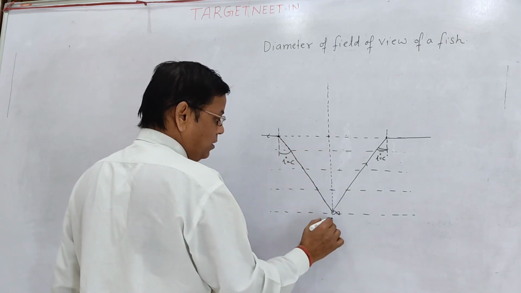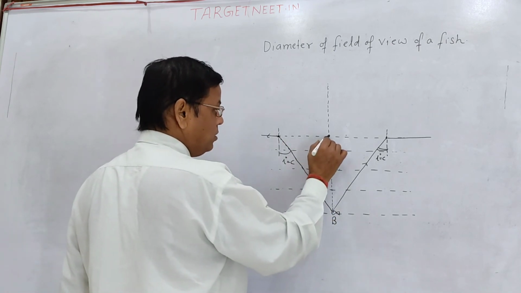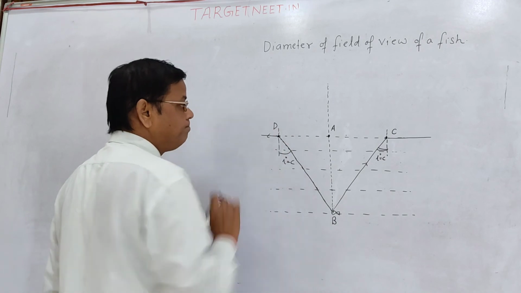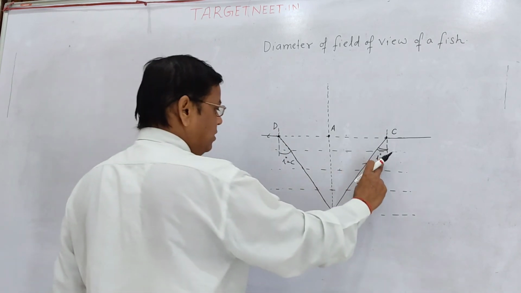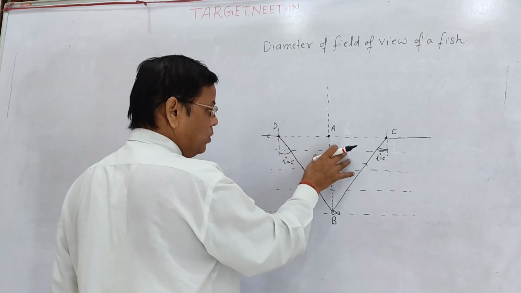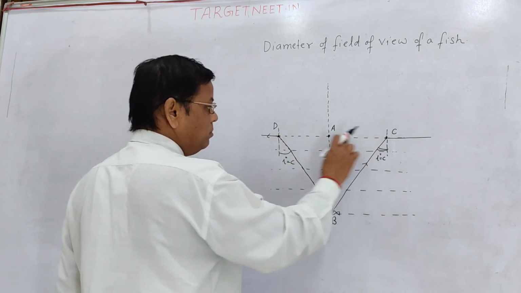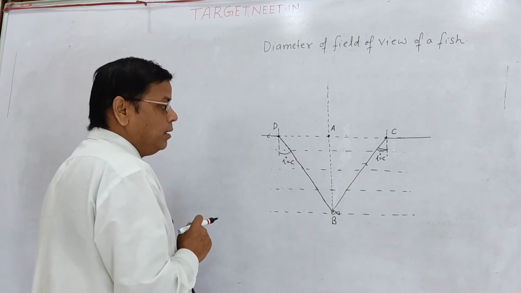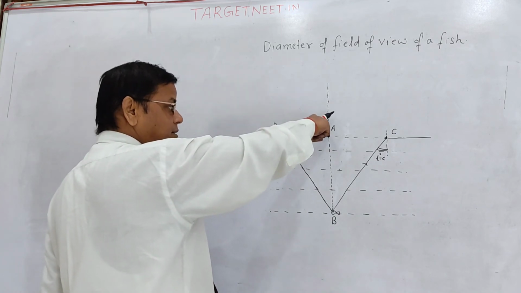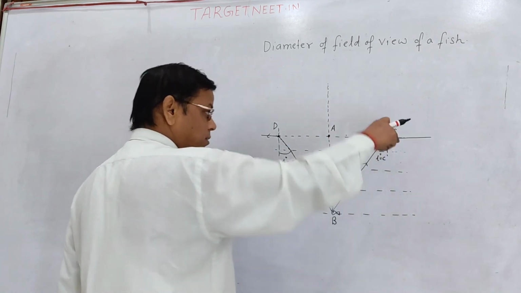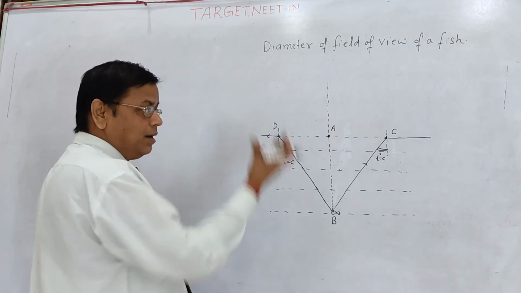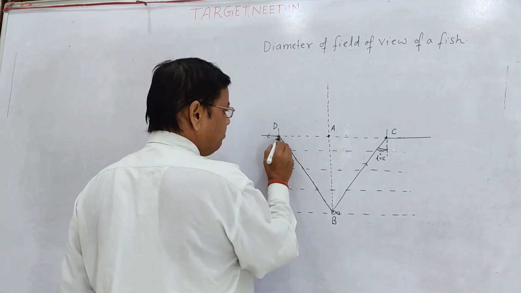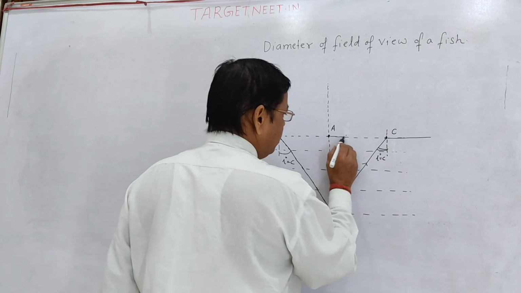So if I take this point as B, B stands for bulb, this point as A, this point as C, this point as D, and this angle is the critical angle. Light will come out of water in the region between D and C. If you draw a circle taking A as center and radius equal to AC on the surface of water, from that circular region light will come out if it is a bulb. This is called the field of view, and the radius of the field of view is this.